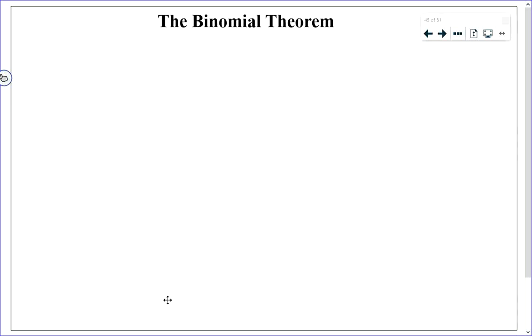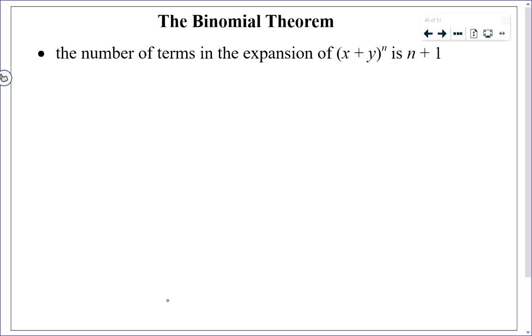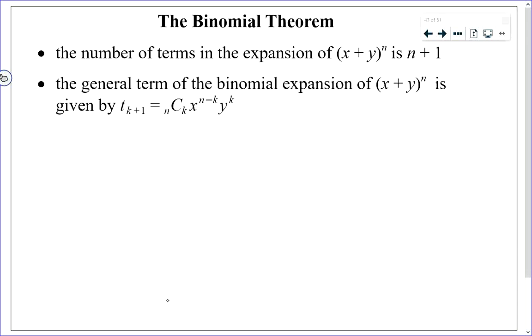That takes us to the binomial theorem, which is the final topic. The binomial theorem is used to expand (x + y)^n, but the number of terms in that expansion is always 1 more than n. That is sometimes a useful thing to know. The general term of the binomial expansion of that (x + y)^n is t_(k+1) equals n choose k times x^(n-k) times y^k.